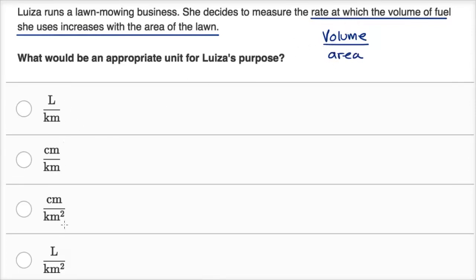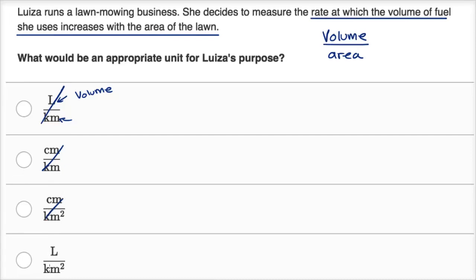So let's think about which of these units give us volume per area. So liters right over here, that is definitely volume. But this right over here isn't area, this is distance. If it said square kilometers or kilometers squared, then we'd be in business. So we could rule this one out. Centimeters per kilometer, well this is a distance per distance, not a volume per area, so we can rule that out. Centimeters per square kilometers, well this is a distance per area, or distance per distance squared, but that is not volume per area. So let's rule that one out.